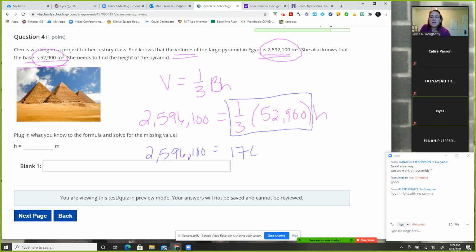I got 17,633 and a third times the height. So now you divide by that. The numbers are big, but it's still just a 2-step equation. So 2,596,100 divided by 17,633.3 is 147.2. And that would be meters.